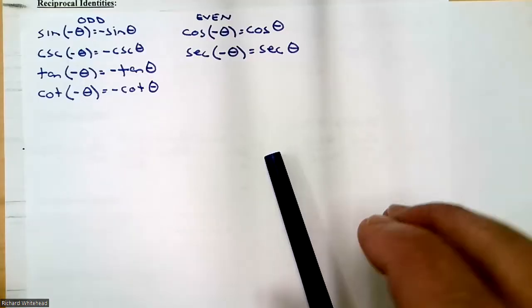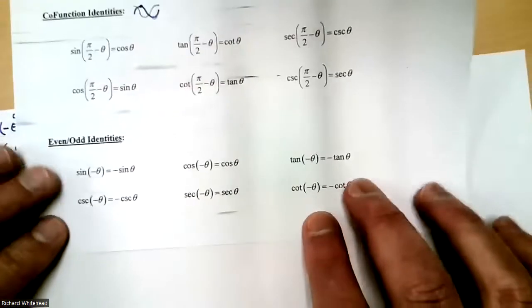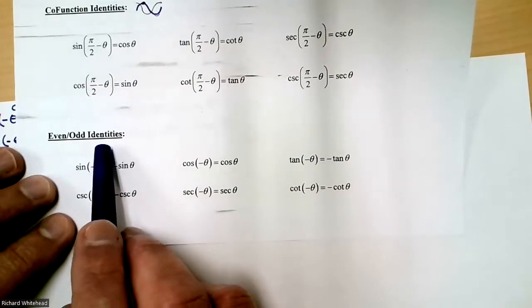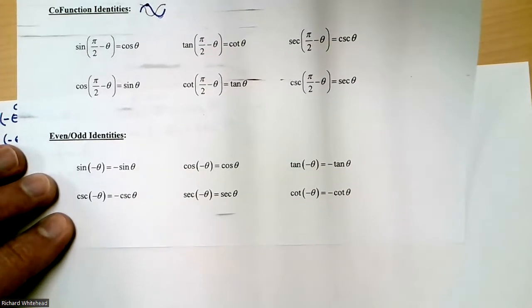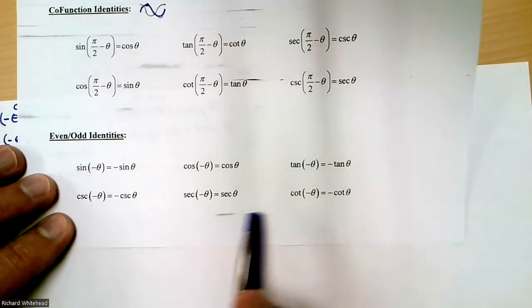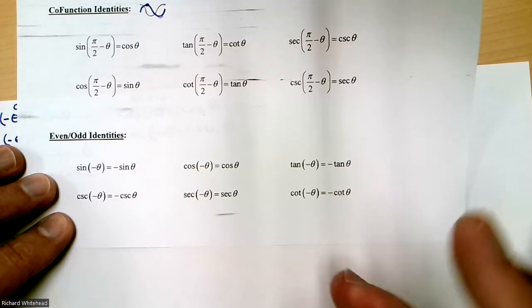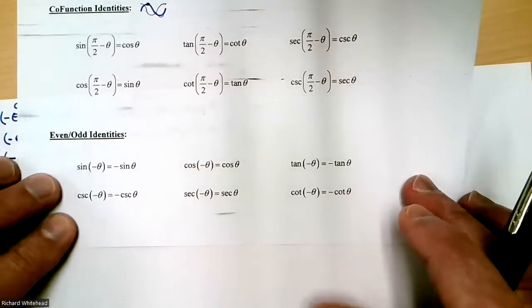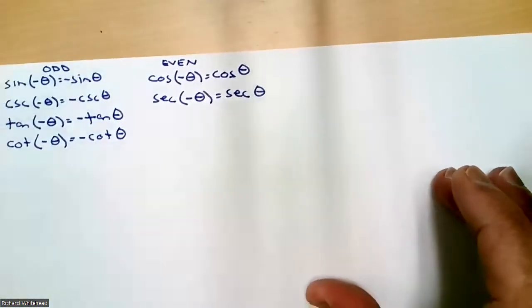Okay, so let's talk about what we call the odd even identities. The odd even identities, these six down here, look a little weird, but we're going to talk about them. They do come up a little bit, but they only come up basically just to decide if an answer is positive or negative.